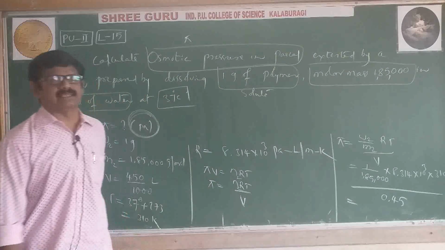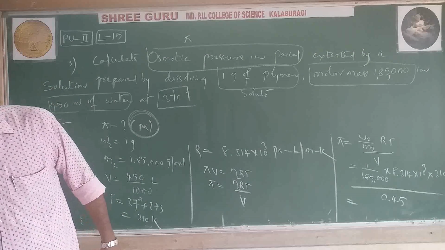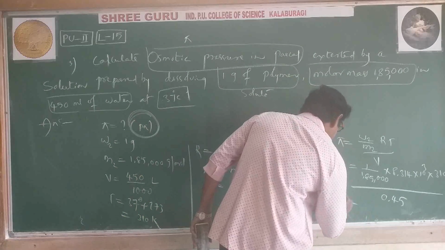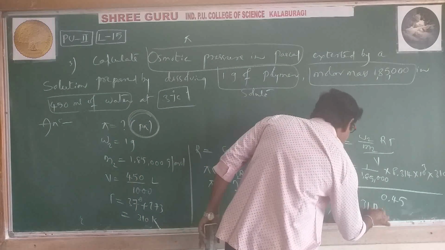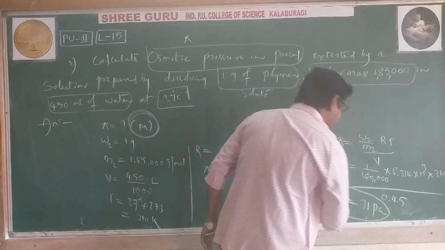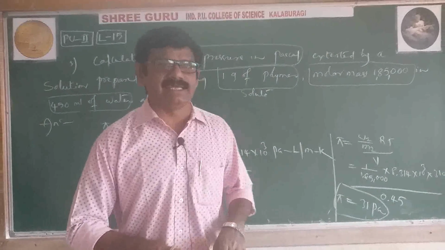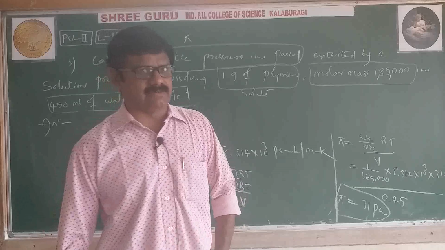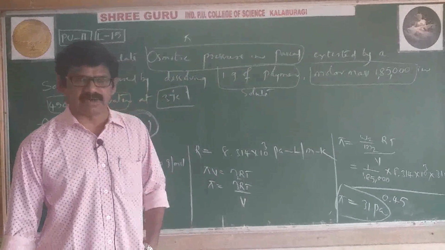If you simplify the entire value, then you will get nearly 31 Pascal. Pi value you will get is 31 Pascal. Actually 30.9 something you will get, and as a round figure we will take 31 Pascal as our answer.